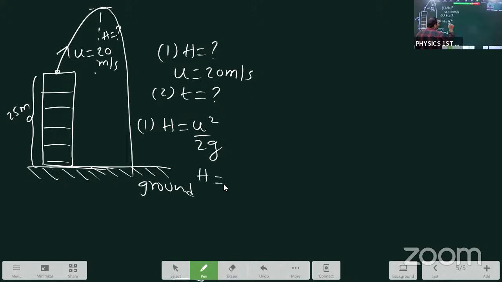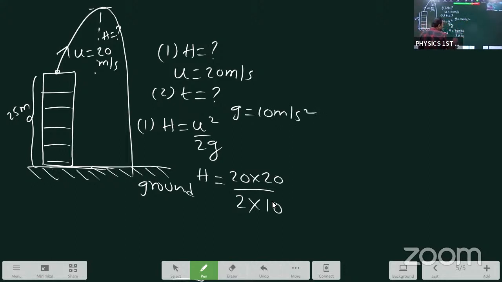H equals 20 into 20 by 2 into the acceleration due to gravity, approximately 10 meter per second square. 2 into 10 is 20, 20 cancel each other, 20 meter. So how high the ball will rise means 20 meter. This is problem number 1.